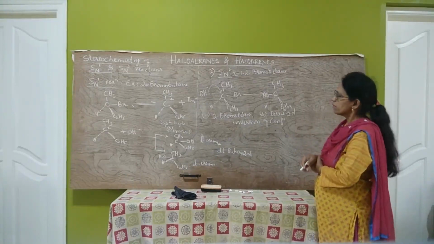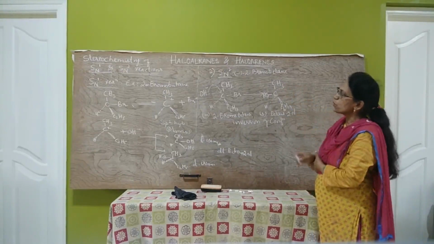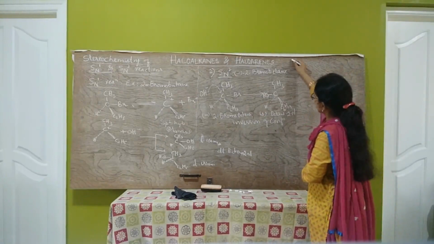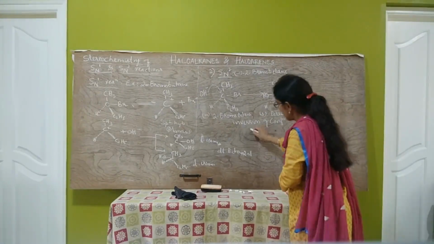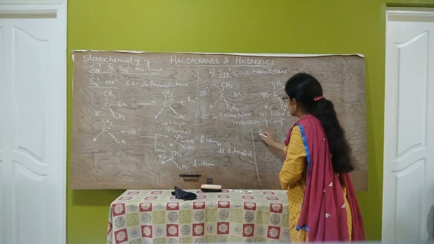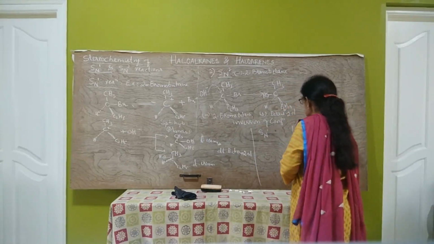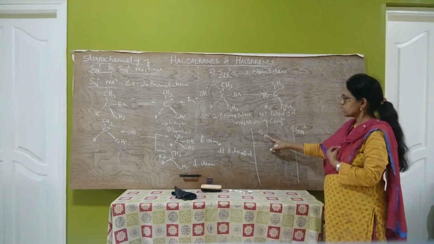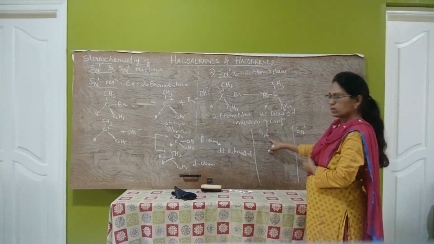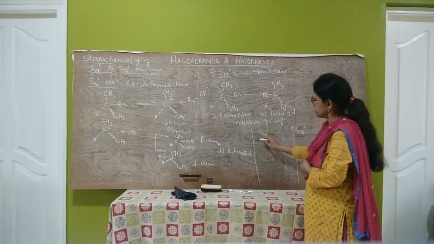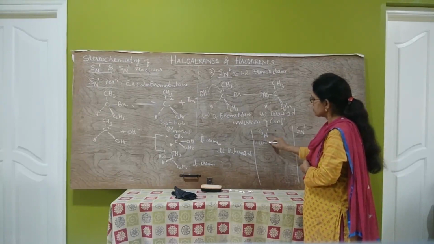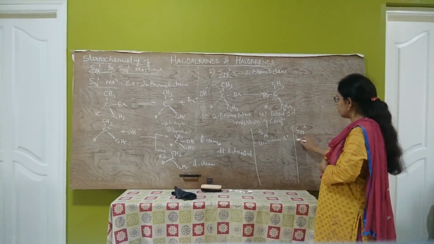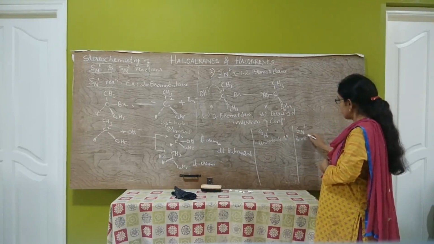So next, let us see what are the differences between SN1 mechanism and SN2 mechanism. Let us see the differences. So first difference, this is unimolecular first order reaction. This is bimolecular second order reaction.